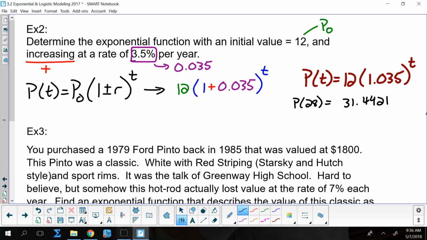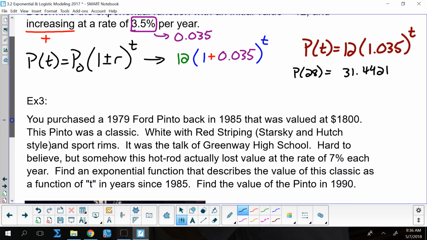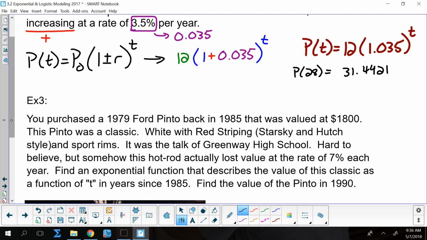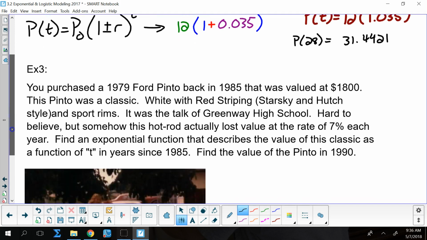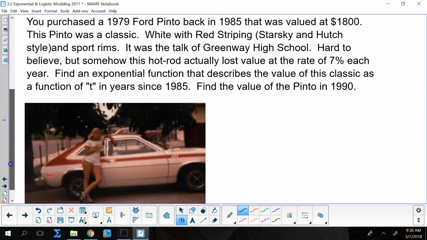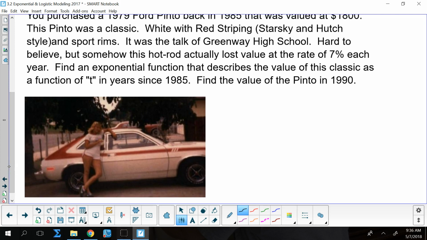Okay, when you guys are doing the problem, I'll pull up the picture of the Starsky and Hutch car. It was all the talk of Greenway High School. Hard to believe, but somehow that hot rod actually lost value at a rate of 7% each year. Find me an exponential function that describes the value of this classic hot rod, and two, find the value in 1990.